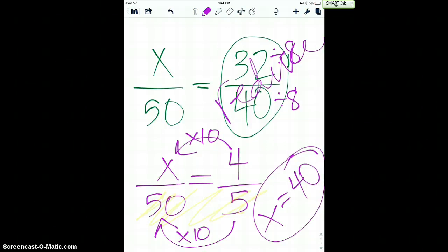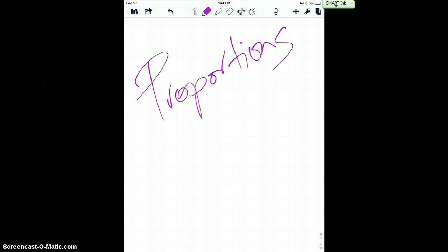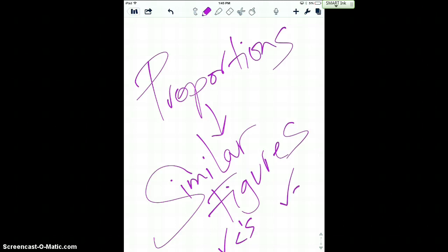Okay, so in class, be prepared. We're going to work with proportions by doing what? By working with what's known as similar figures, similar polygons. In order to be similar, what are those two things that have to happen? Angles congruent, sides in proportion.